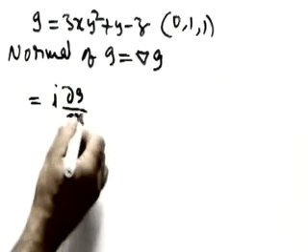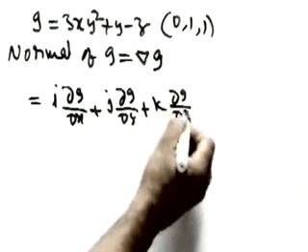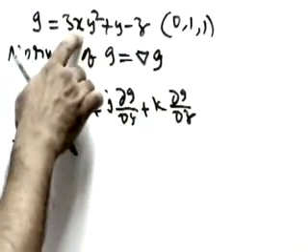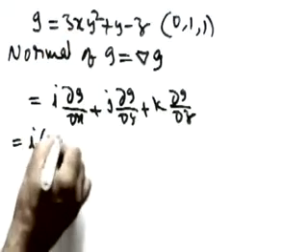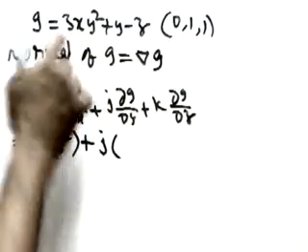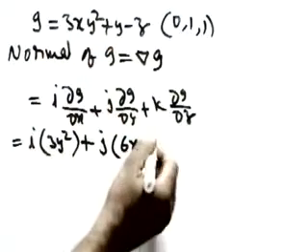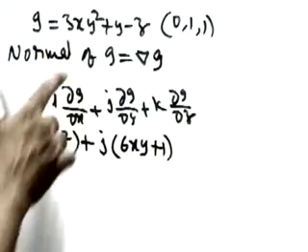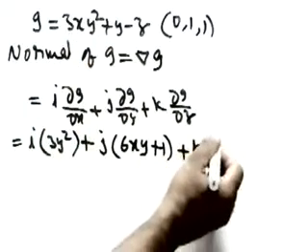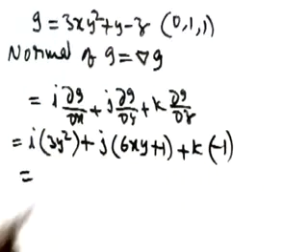So this will be i ∂g/∂x plus j ∂g/∂y plus k ∂g/∂z, equals, watch carefully, i into, differentiate with respect to x: x is 1, 1 into 3y square is 3y square, plus j into ∂g/∂y. With respect to y, y square is 2y, 2 times 3 is 6xy, plus d by dy of y will be 1, constant is 0, so 6xy plus 1, plus k into ∂g/∂z. With respect to z, 0, 0, z is 1, so minus 1.